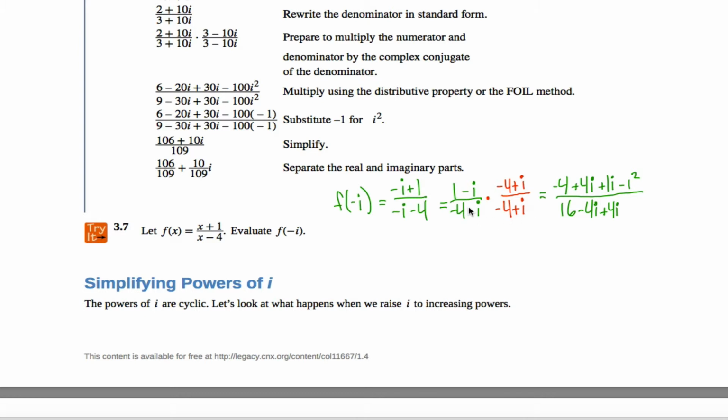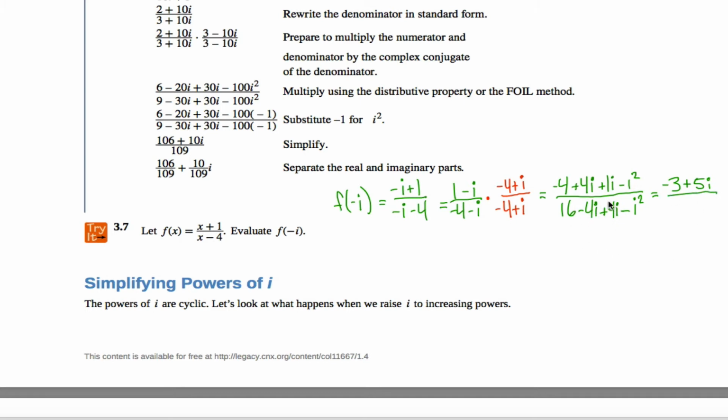Negative i times positive i, well, negative times a positive is a negative, and i times i is i squared. That gets me here. On the top, I got negative i squared. Well, i squared is negative 1. So the negative of negative 1 is positive 1. So this thing right here is really a positive 1. And this positive 1 and this negative 4 nets out to negative 3. And I have 4i and 1 more i gives me 5i. Down in the bottom, I got 16.